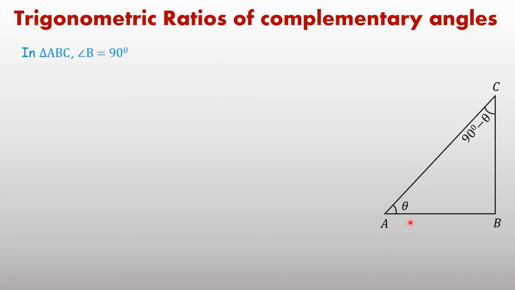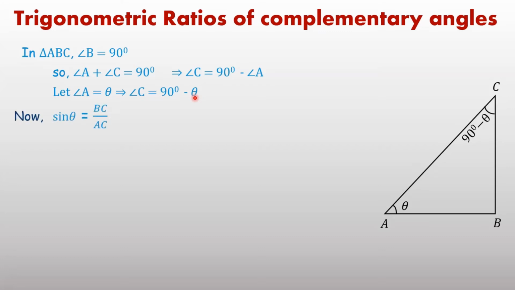If you draw a right angle triangle ABC, angle B is 90 degrees. Then the sum of A and C will be 90 degrees. Therefore, we can say A and C are complementary angles, or angle C equals 90 minus A. Let angle A equal theta. If the value of angle A is theta, then the value of C we can write as 90 minus A, meaning 90 degrees minus theta.